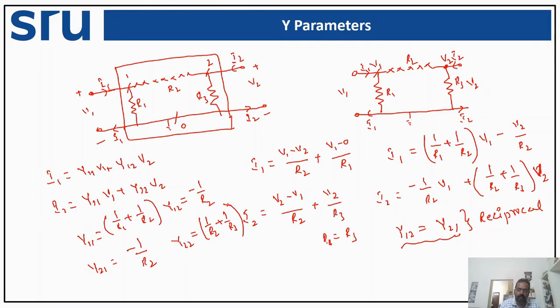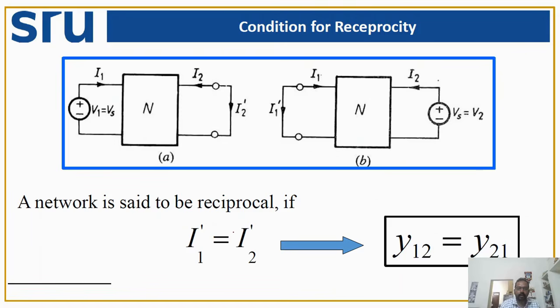And when we made R1 equal to R3, then Y11 became equal to Y22. It means that the circuit behaves similarly whether seen from port 1 or port 2. So we say that port 1 and port 2, or input and output, behave in a similar way, and the circuit is a symmetrical circuit. Whenever Y12 equals Y21, or I1 dash equals I2 dash, we say the circuit is reciprocal.